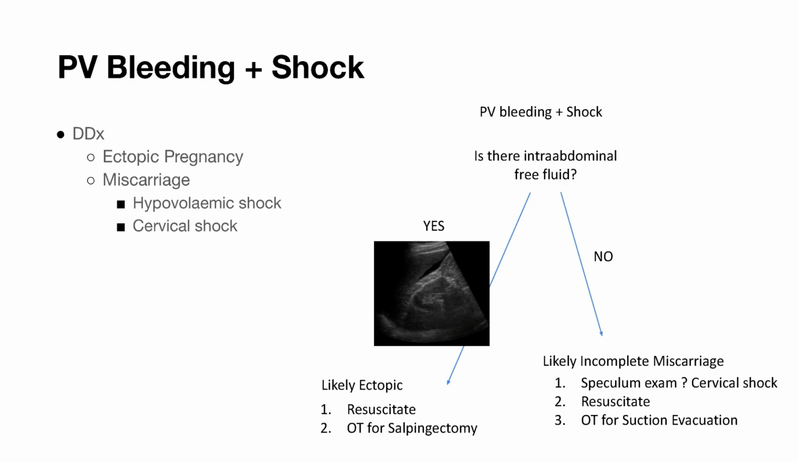If you don't notice that there's intra-abdominal free fluid, then it's likely the woman has an incomplete miscarriage with ongoing bleeding and or cervical shock. And in these cases, you need to do an immediate speculum exam to assess for and or treat cervical shock, which is done by using sponge forceps to either wipe away the products at the cervix or grasp the products and remove them. The second thing to do is resuscitate them with, again, early use of blood products and or massive transfusion. And you can even consider uterotonic agents such as 250 micrograms of intravenous ergometrine or 1,000 micrograms of rectal misoprostol. And these women also should go to the operating theatre, but in this case for a suction evacuation.